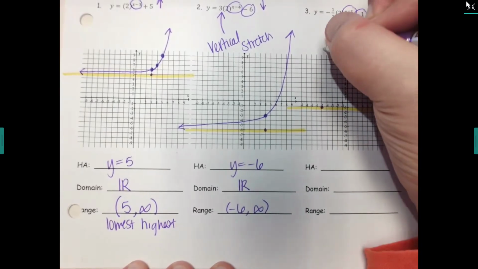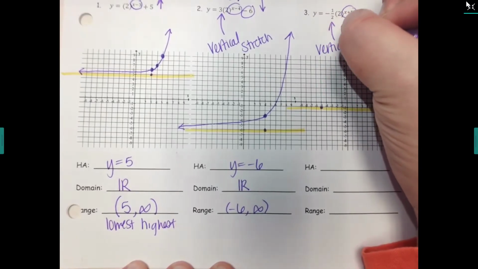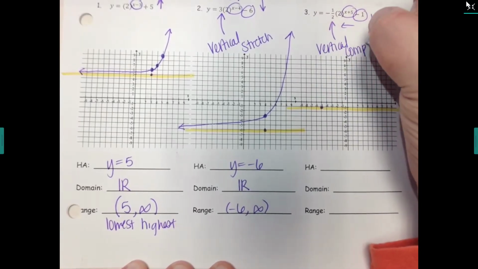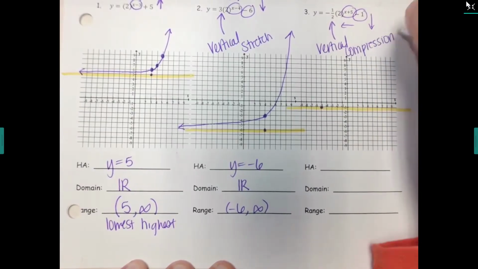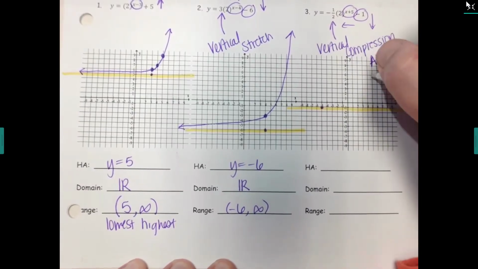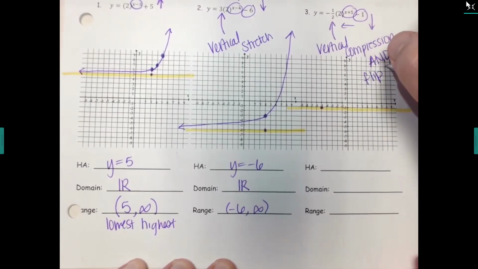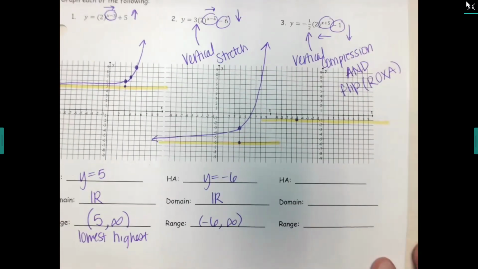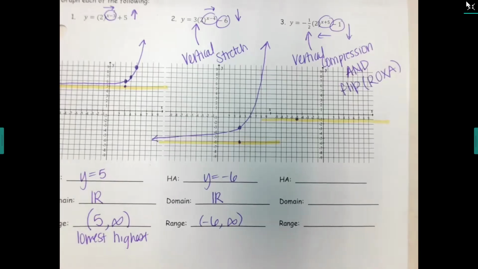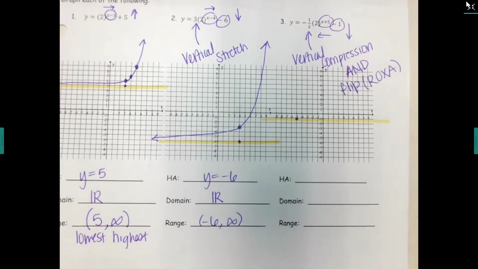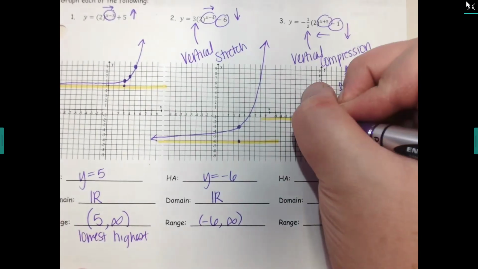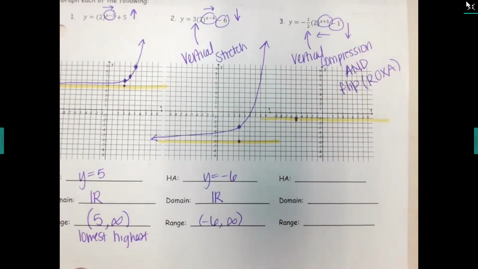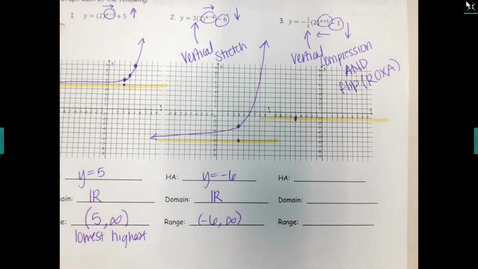Okay, so it is still a vertical compression because I'm shrinking how far away that first box is. Okay, but it's also going to flip it. And then I'm going to put ROXA because I think a lot of the Algebra 2 teachers say that. Remember, that means reflect over x-axis. So it's going to flip it down. So let's draw it. Go half a box down. Doesn't have to be perfect.